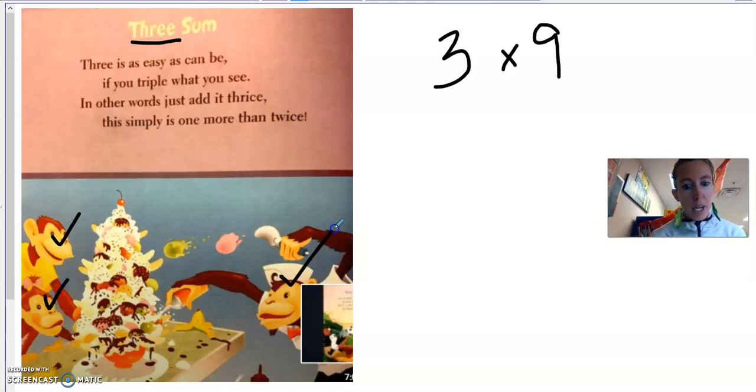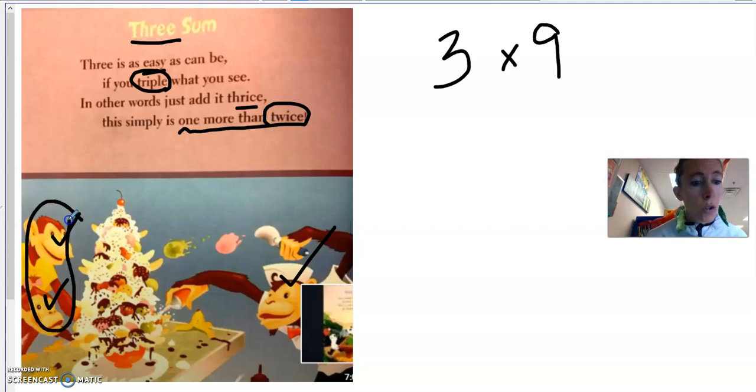So if we have 3 monkeys, we're going to think of it in a smart way. 3 as easy as can be. If you triple what you see, in other words, just add it thrice. That means 3 times. This simply is 1 more than twice. So see that? We have 2 monkeys, but then we have 1 more.